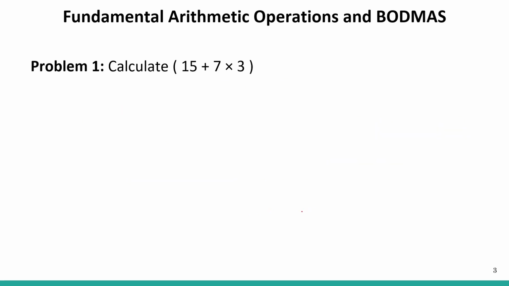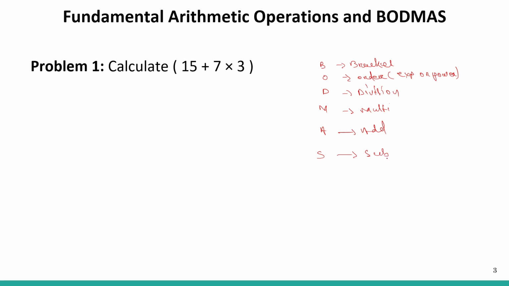Let's calculate 15 plus 7 into 3. Let's remember the BODMAS rule first. That is BODMAS: bracket, order, that is exponent or power, D for division, M for multiplication, A for addition, and S for subtraction.